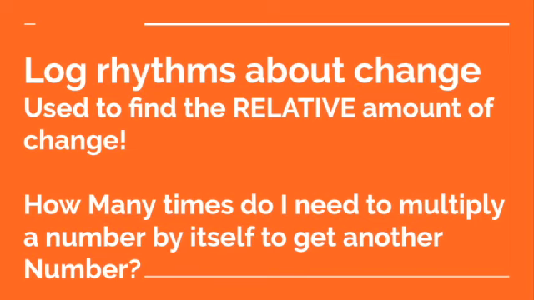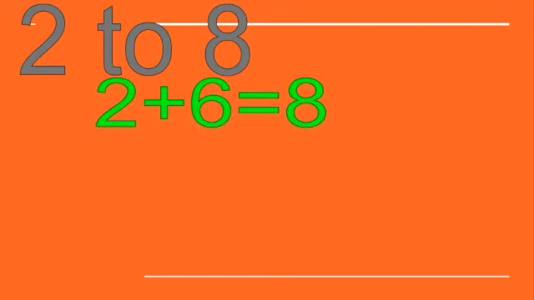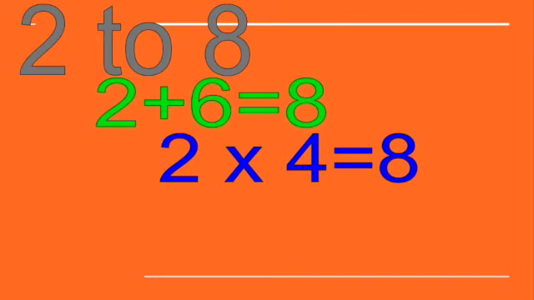So, like 2 to 8. How do I get from the value 2 to the value 8? Well, I could say 2 plus 6 equals 8. I think we're all pretty familiar with that. Or I could say 2 times 4 equals 8. If I have 2 groups of 4, that's 8. Or if I have 2 and I add 6, that's going to give me 8.